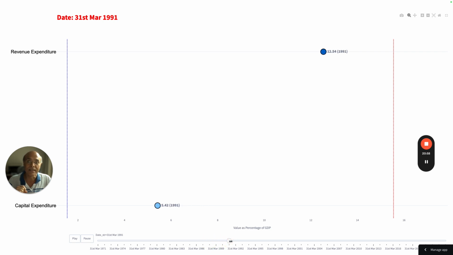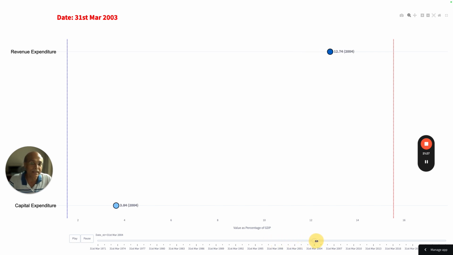You see, the revenue expenditure is becoming more. The capital expenditure, though it was still 5.42% of the GDP, the revenue expenditure in 1991, at the time of the balance of payment crisis, if you recall, India's balance, was 12.54%. Now, if I drag this forward, you see that still the gap is increasing. In 1997, the capital expenditure became 2.96% of the GDP, and the revenue expenditure is 11.2% of the GDP.